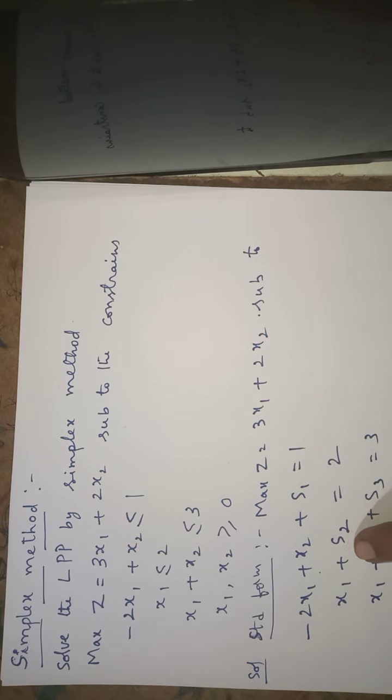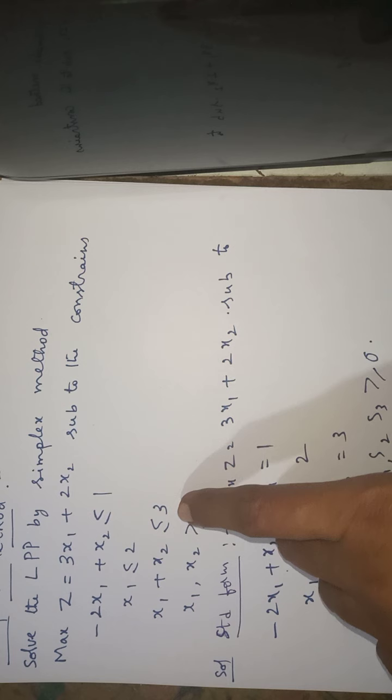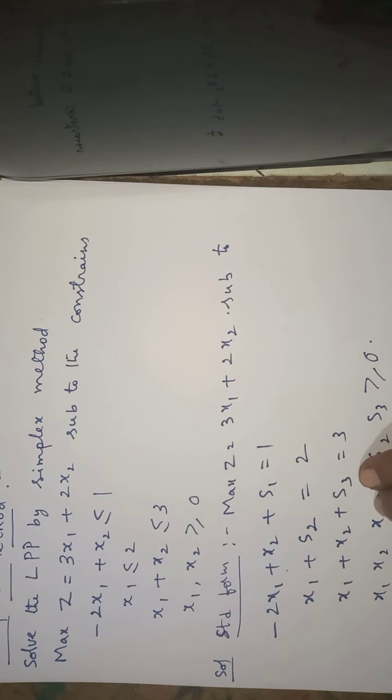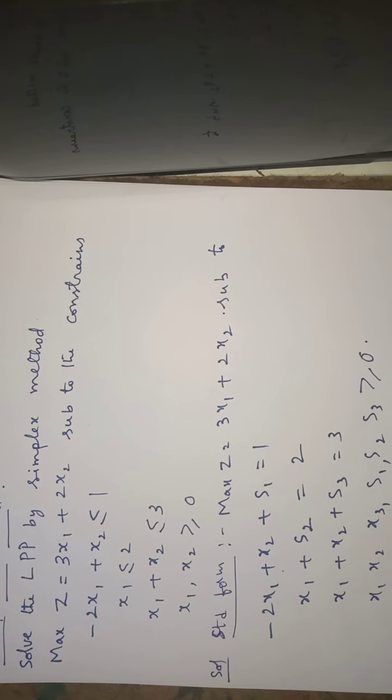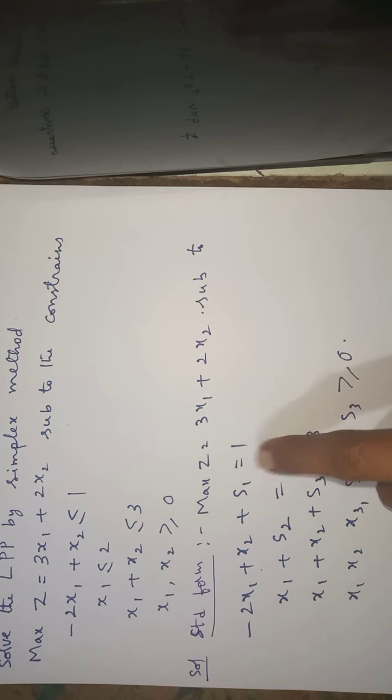The second constraint is also less than or equal to, so I add one more slack variable s2, equal to 2. The third constraint is also less than or equal to, so to make it an equation I add one more slack variable s3, equal to 3. All decision variables and slack variables are greater than or equal to 0. This is the standard form.